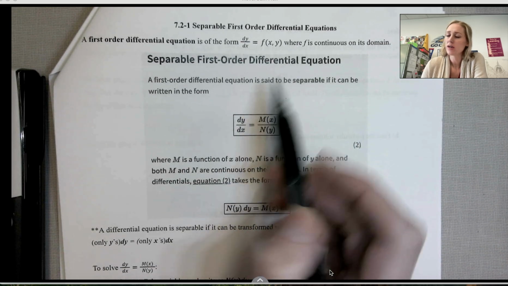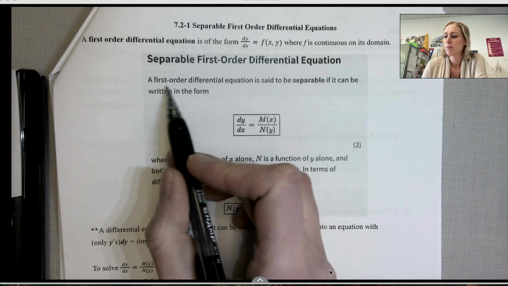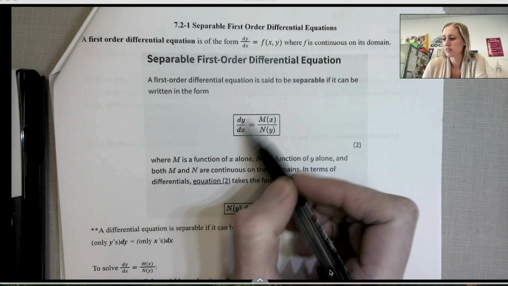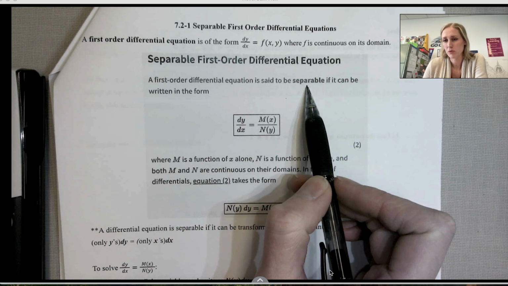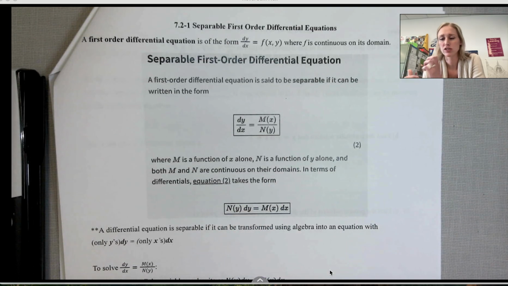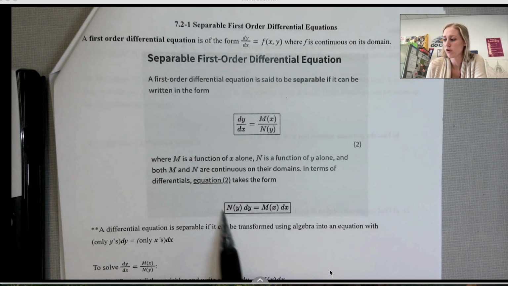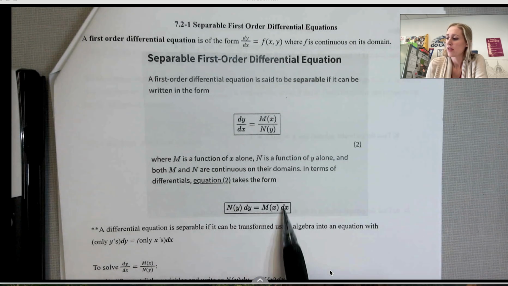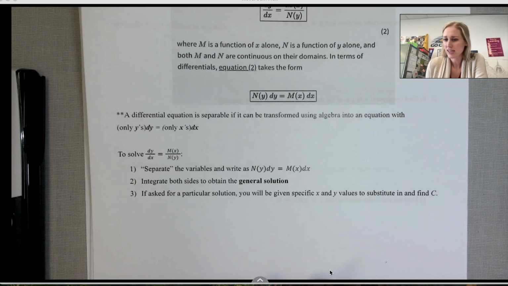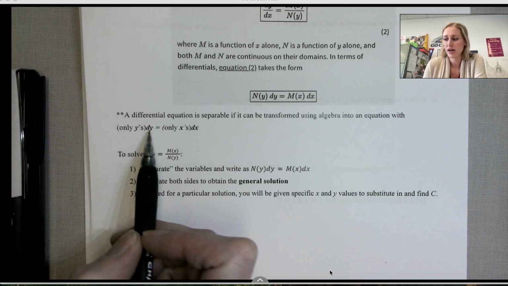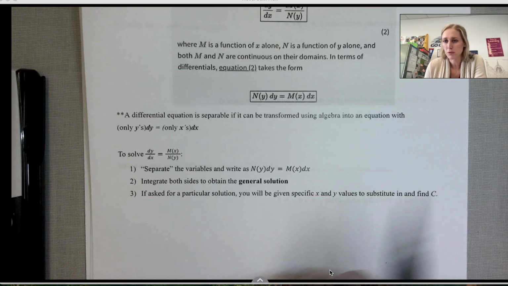In Calc 1, Calc AB and BC, we are dealing with first order differential equations, so that means it's our first derivative, and separable is what we're going to be dealing with in this section. Separable means we can actually separate the x's and the y's from each other, and we're going to use that as a strategy. So I'm going to move all the y's over here to be with dy, and all the x's to be with dx. Again, that's in layman's terms: only y's with dy and only x's with dx. So we're transforming it just using algebra, okay?